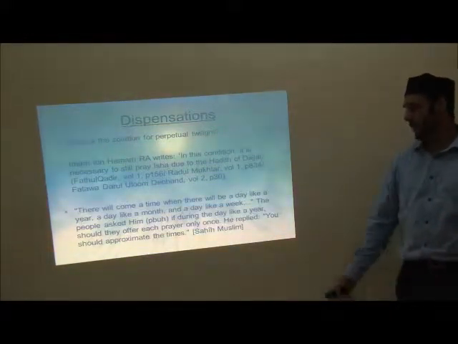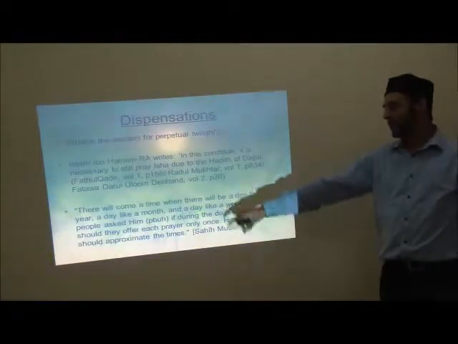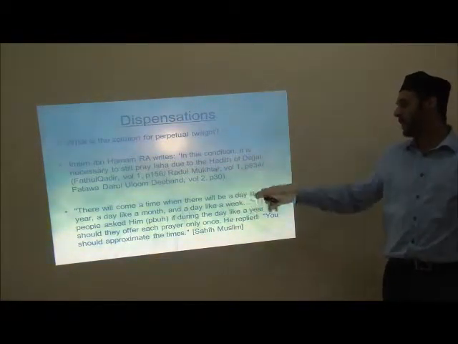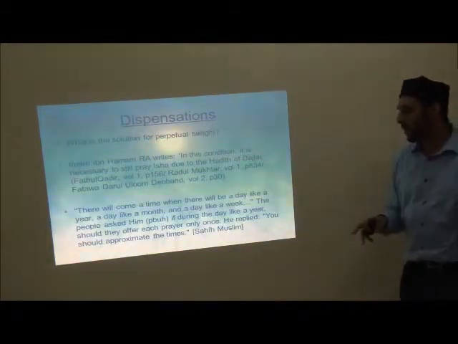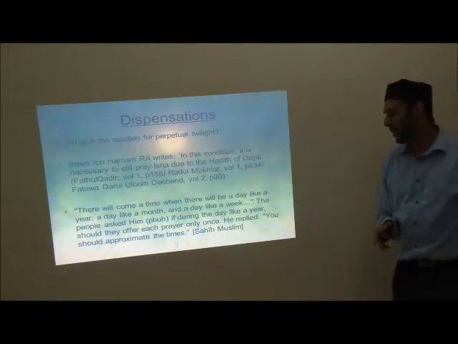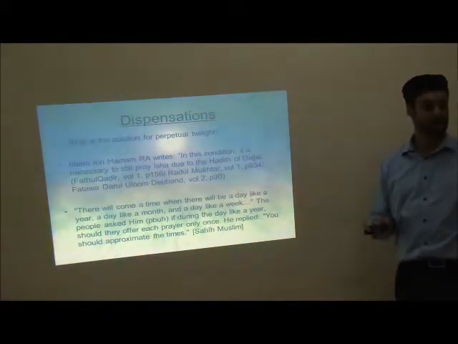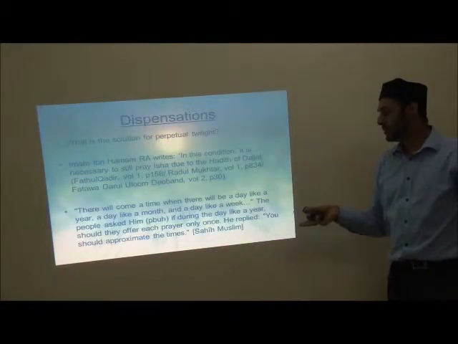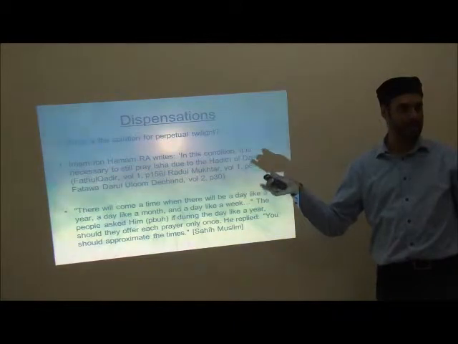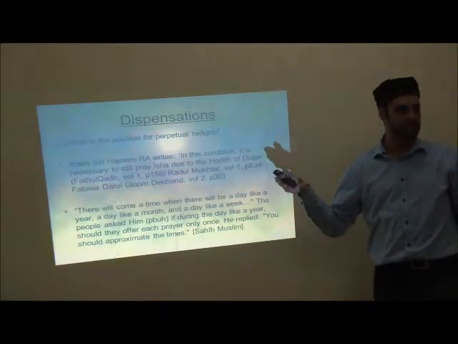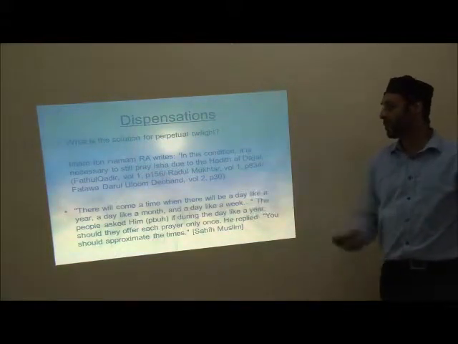So what's the solution? There's a hadith in Sahih Muslim. It's to do with the end of times, when the Dajjal will come. It's one of the signs. There will be a time when there will be a day like a year, a day like a month, and a day like a week. The people asked him, sallallahu alaihi wasallam, if during the day like a year, should they offer each prayer only once? He replied, you should approximate the times. Right? So that's what's happening. This is happening on a daily basis for those 2 months in England, 3 months in Scotland. So you've got to approximate your times.